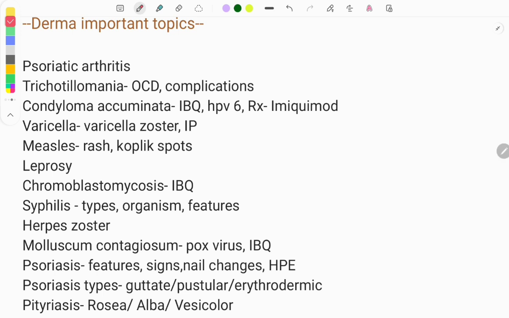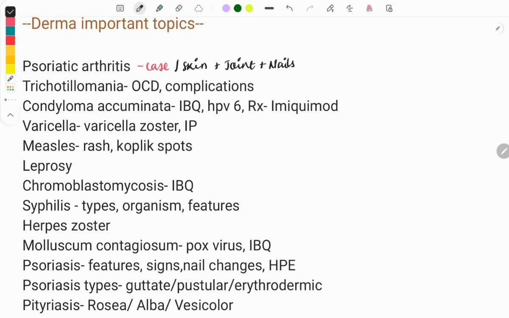So let's start. The first important question asked is psoriatic arthritis. Usually a clinical case kind of question is asked. And whenever you see involvement of the skin along with the joints and the nails, then you need to mark it as psoriatic arthritis.